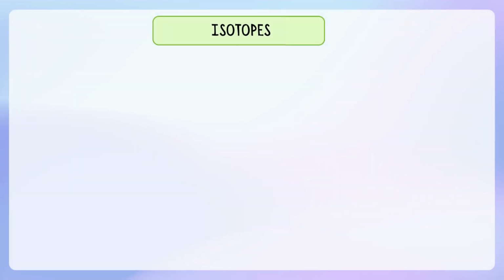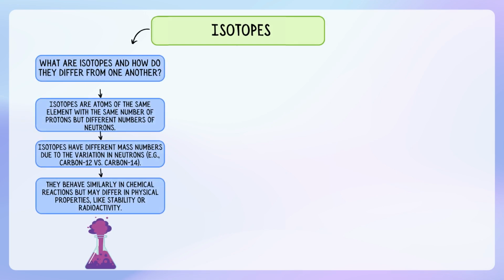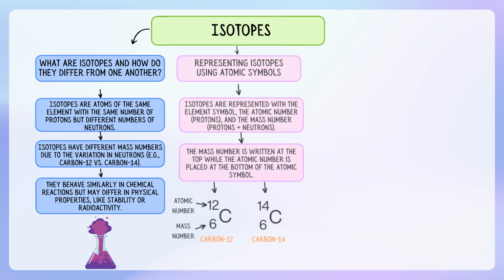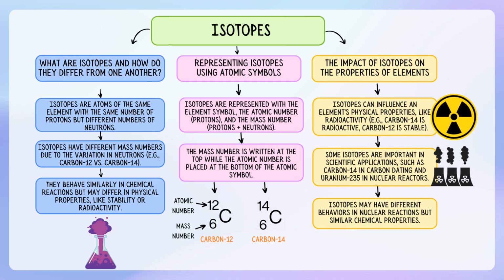In today's lesson, we explored isotopes, which are atoms of the same element that have different numbers of neutrons. We learned how to represent isotopes using atomic symbols and how to calculate the number of neutrons in an isotope. We also discussed the importance of isotopes in various scientific applications, such as carbon dating and nuclear energy. We then practiced multiple examples where we learned how to accurately identify and compare isotopes. Understanding isotopes helps us appreciate the diversity within elements and their different roles in the natural world.